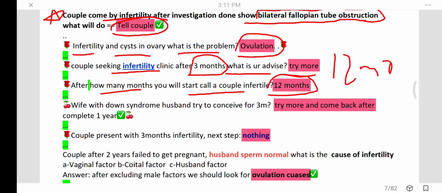Wife with Down syndrome, husband tried to conceive for 3 months. Here the 3 months is only the duration of the marriage. So you will tell them to try more and come back after 1 year.